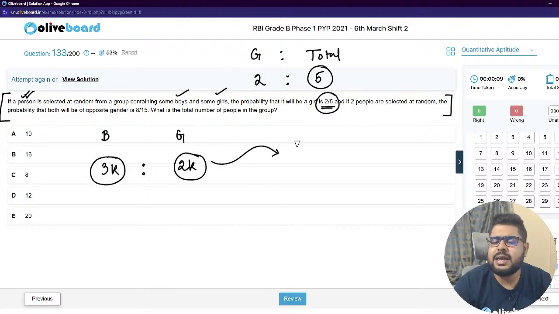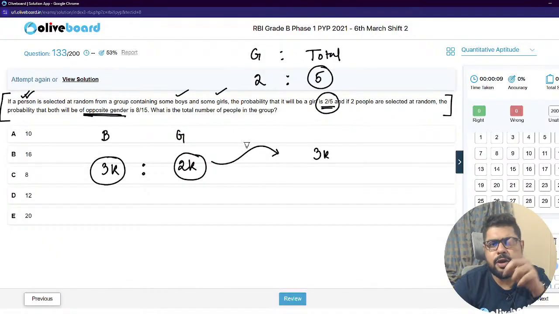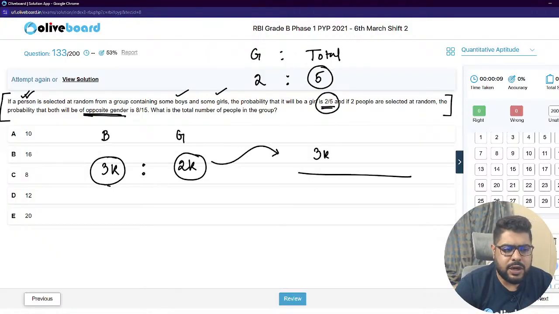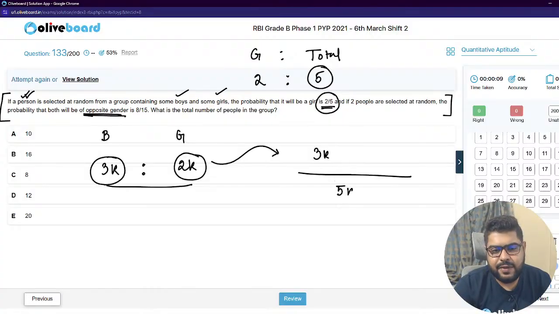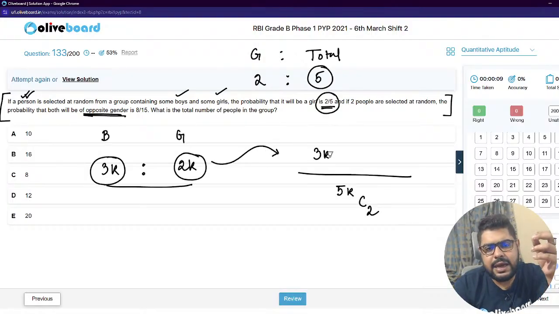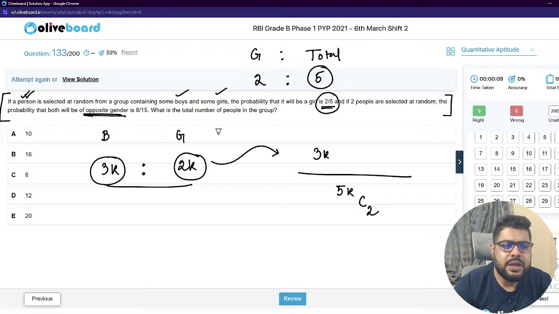Now from there, sir, just understand. 2 people are selected at random, and they are asking for the opposite gender. Both of them will be of opposite gender. So first of all, if the total is 5k, and I want to select 2 people, it will be 5k C2, sir, 2 out of 5k. This is the total outcomes, and the preferred ones will be, sir, opposite gender means one from the boys and one from the girls. So 3k C1 into 2k C1.